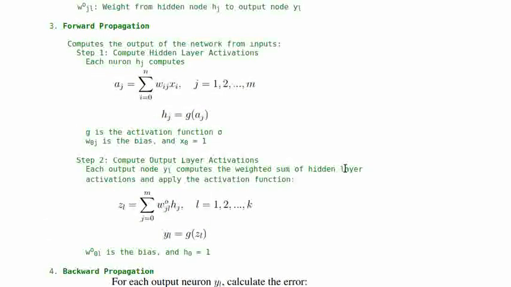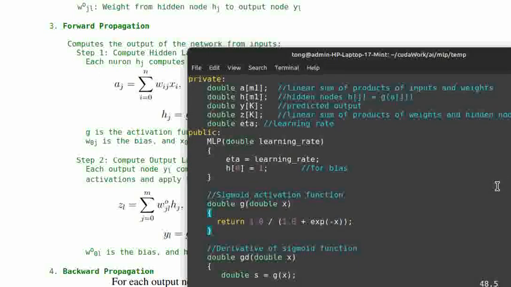To begin, we have a constructor that passes in the learning rate. We set eta to be the learning rate, and H0 is always 1, as it is for the bias calculations. This G is the sigma function, 1 over 1 plus exponent minus x. The one that we discussed here.